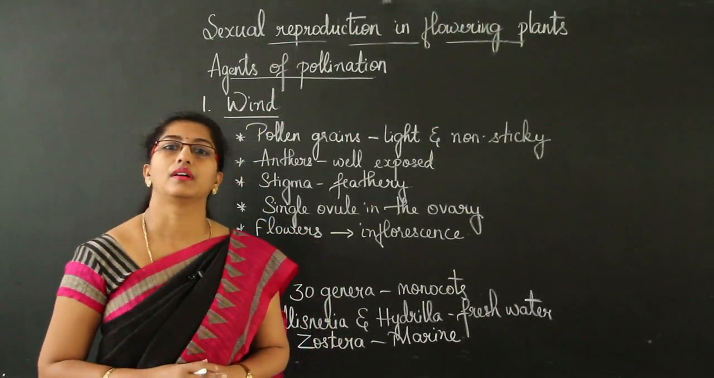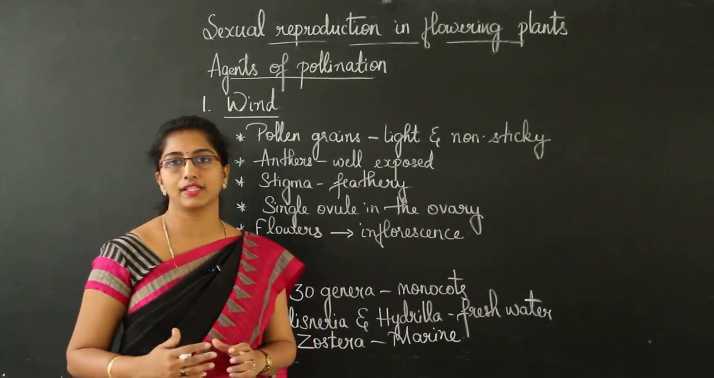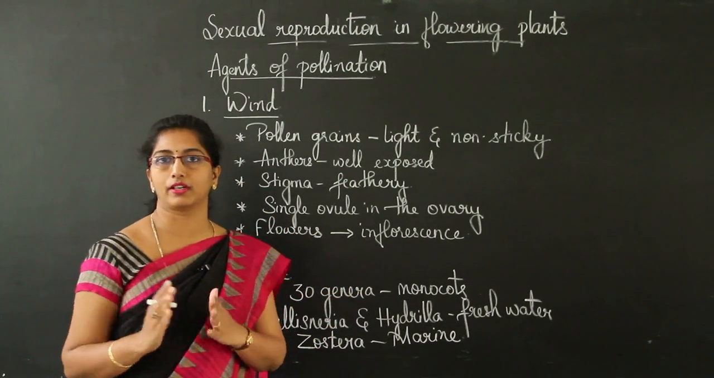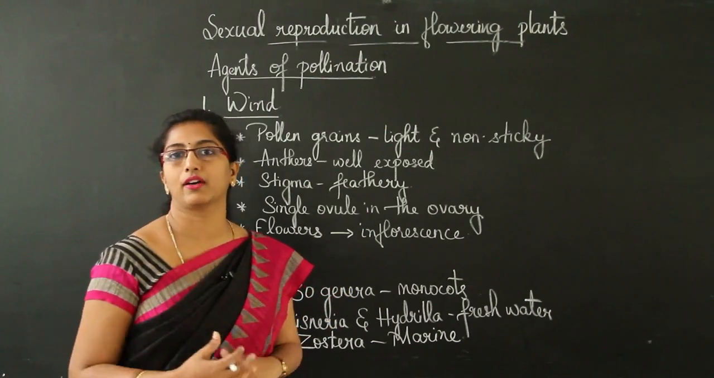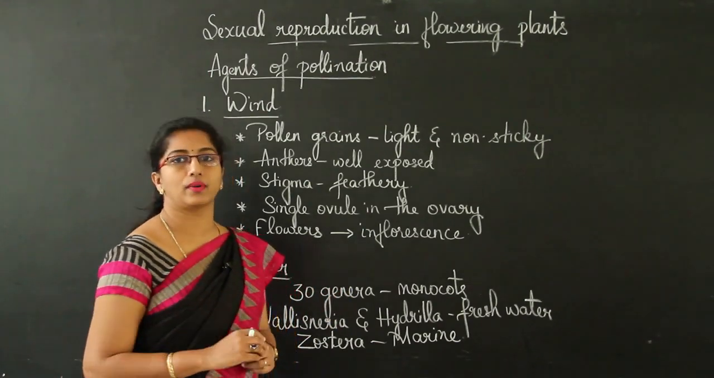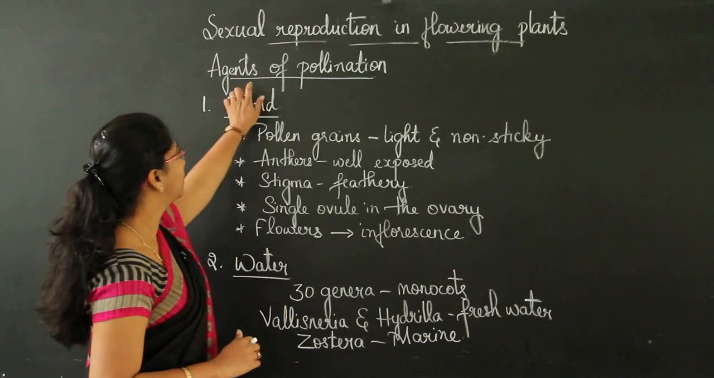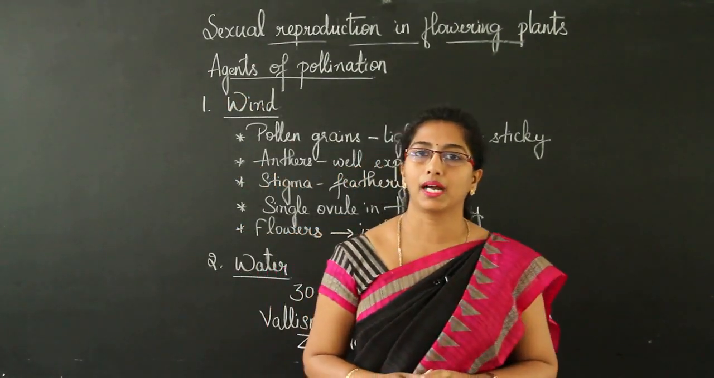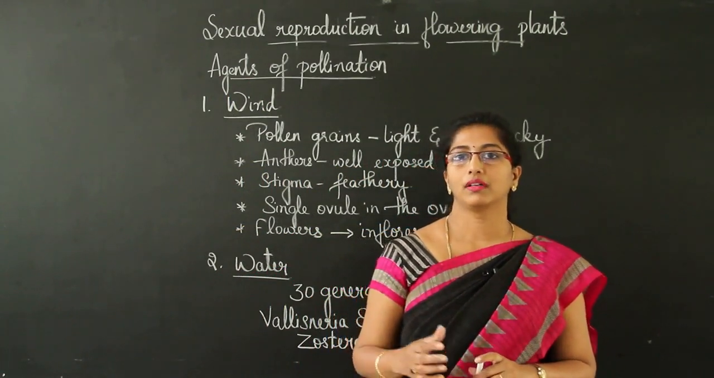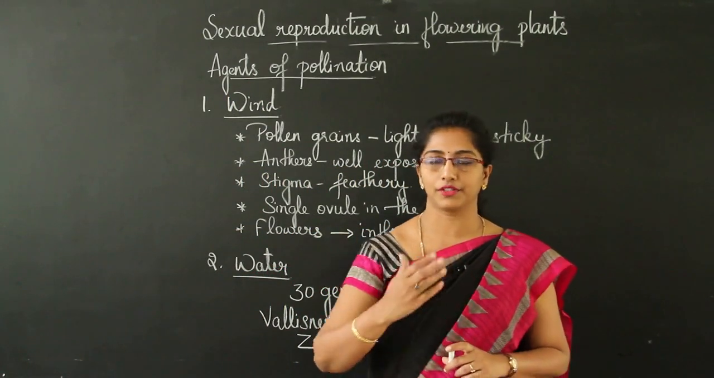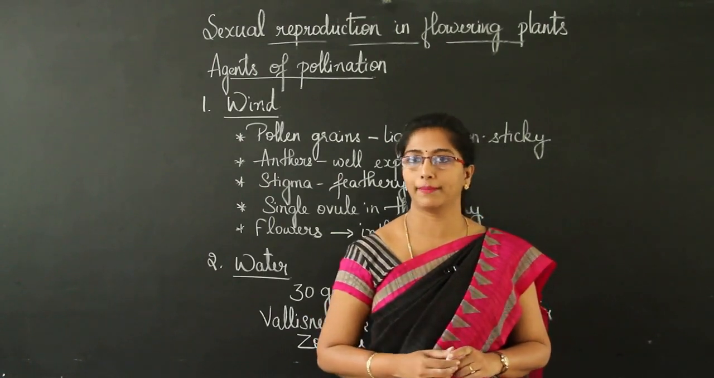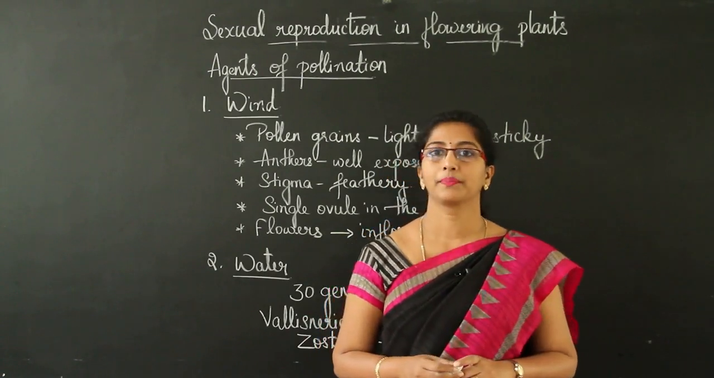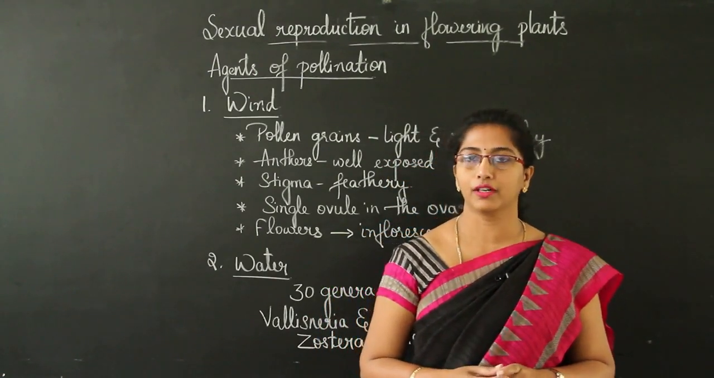Okay, so now we'll start studying about the different agents of pollination. So I told you there are abiotic agents and biotic agents. So we'll start off with the abiotic agents. In that, the first one we are going to study is wind pollination. I told you there are some plants which depend on wind for transfer of pollen grains, that is for pollination. Mainly it is grass, so monocots, we see that they depend on wind for pollination.